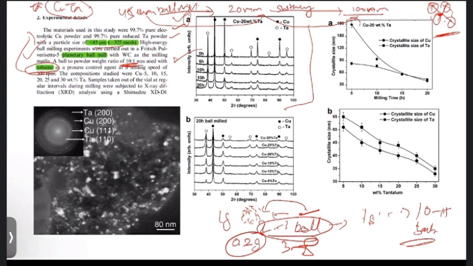What change do you notice in the peaks when the time is being increased? Compare the sharp XRD peak at 0 hours and 20 hours. At 20 hours, it was broadening. At 0 hours, it was a sharp peak. So what is happening?